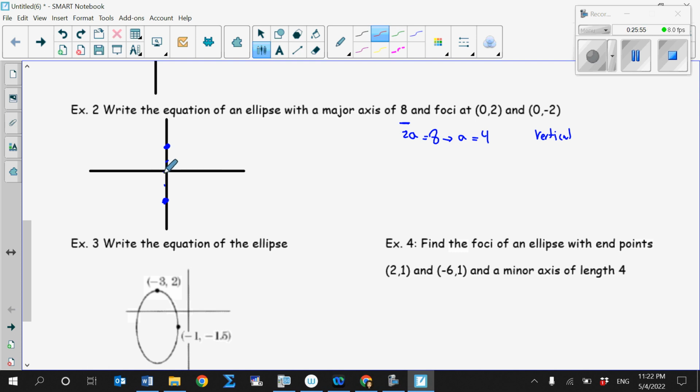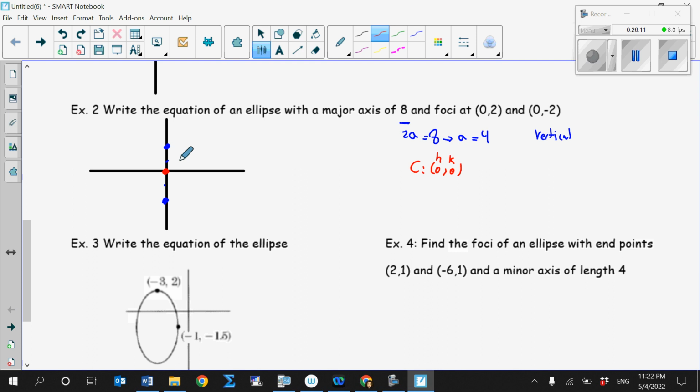Now, where is the center? It's in the middle of the focus points. I have gone 2 up and 2 down, so the center will be here at 0 and 0. So the center is at 0 and 0. That is basically the h and k value.